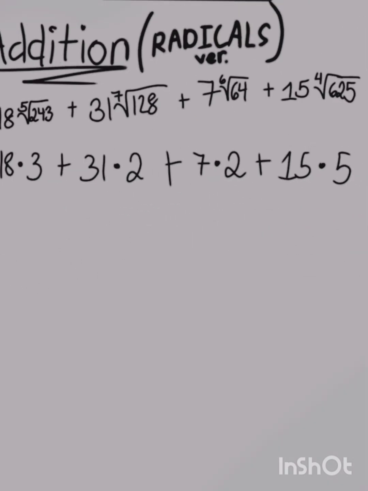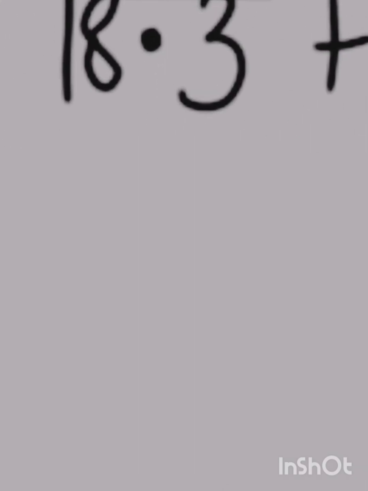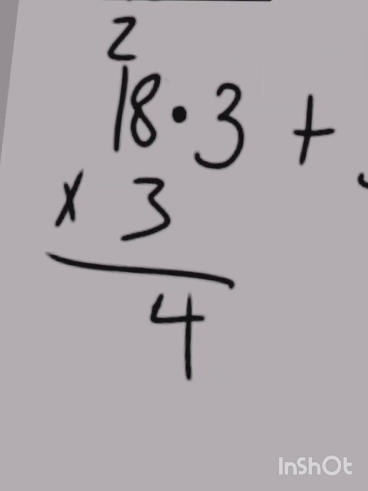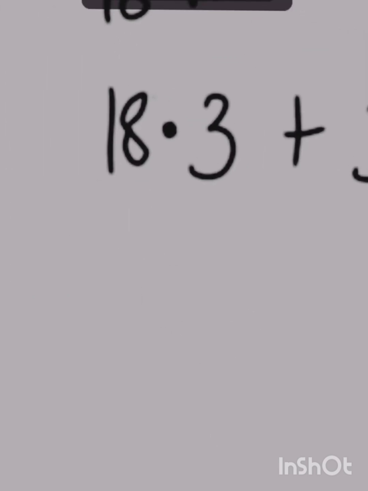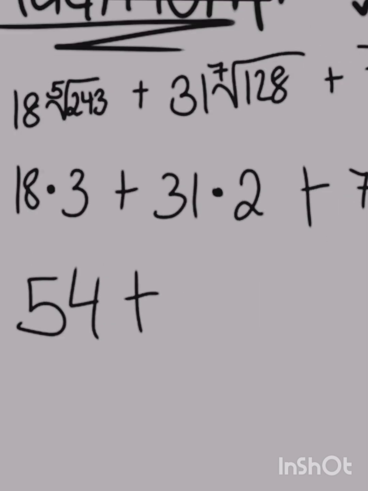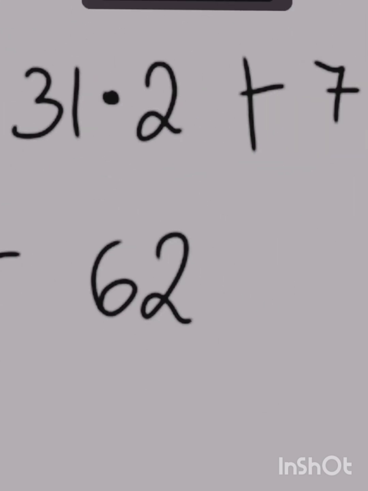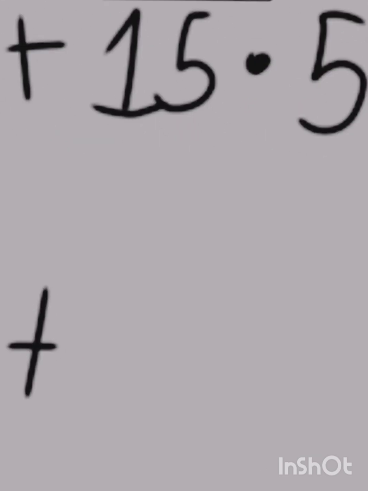Okay, since we got all the possible answers, we shall combine similar terms. So 18 times 3, let's try. It is 54. Let's put 54 here. Then 31 times 2 gives us 62. Next, 7 times 2, which is easy, is 14. And lastly, 15 times 5 will be 75.